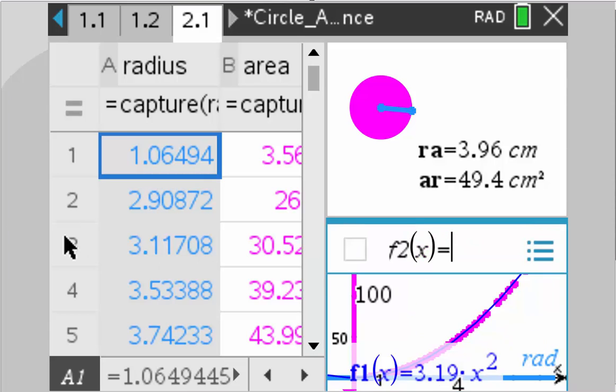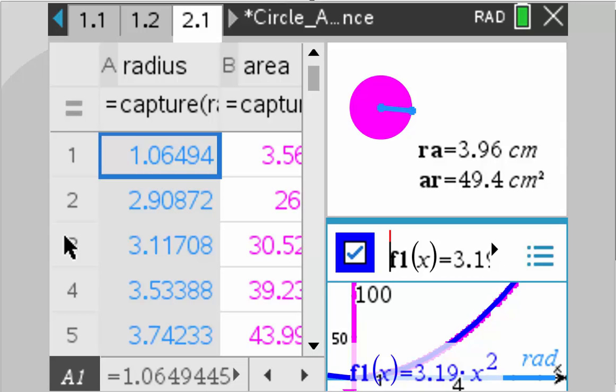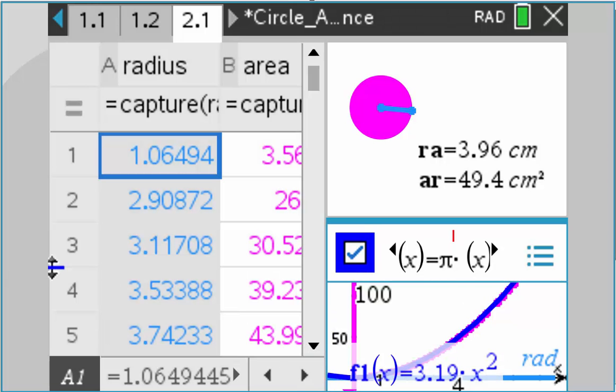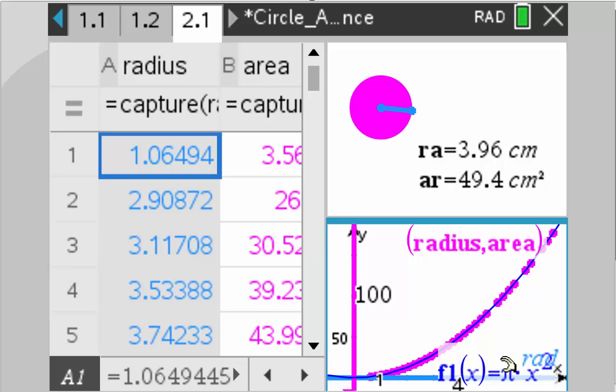So again, I will go ahead and change that. And the area formula for a circle is pi r squared, but in this case it's going to be pi x squared. And again, we want to use pi and not 3.14. Perfect.